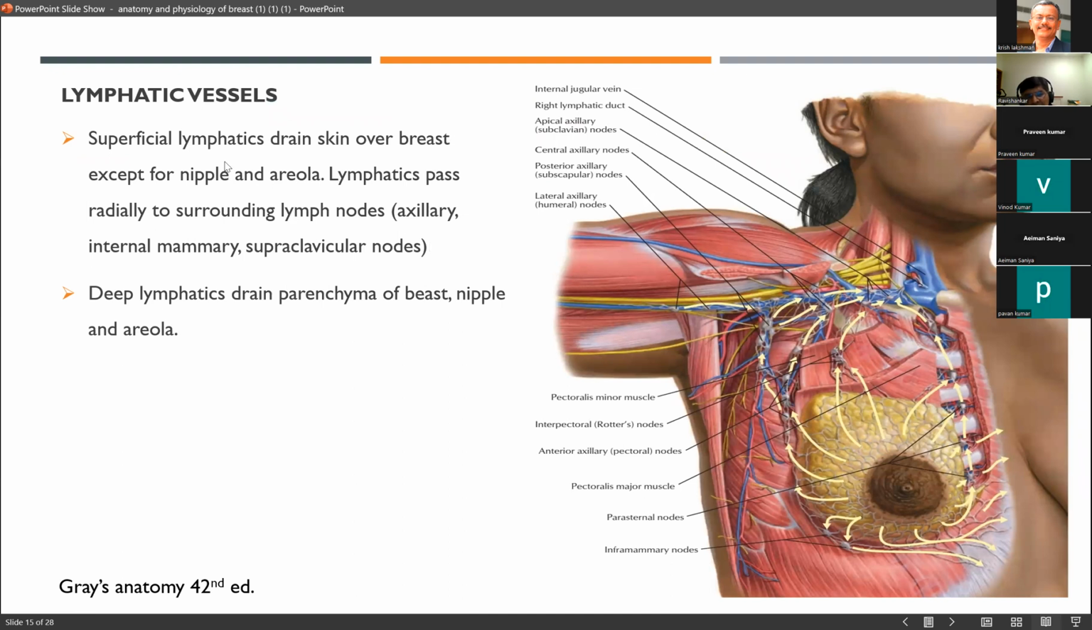Lymphatic vessels include superficial lymphatics, which drain the skin over the breast except for nipple and areola. These lymphatics pass radially to surrounding lymph nodes, that is axillary, internal mammary, and supraclavicular nodes. Deep lymphatics drain parenchyma of breast, nipple, and areola.